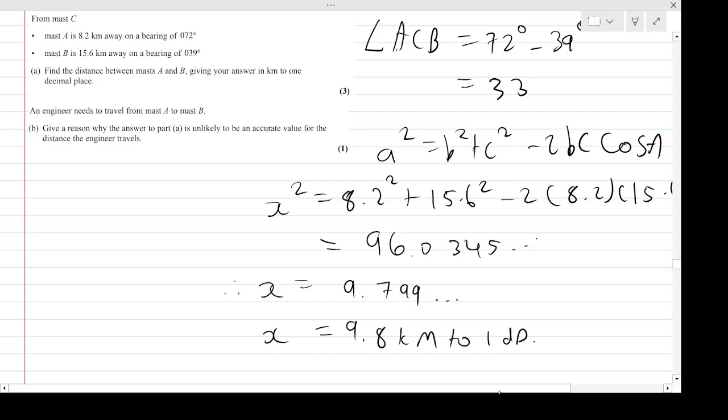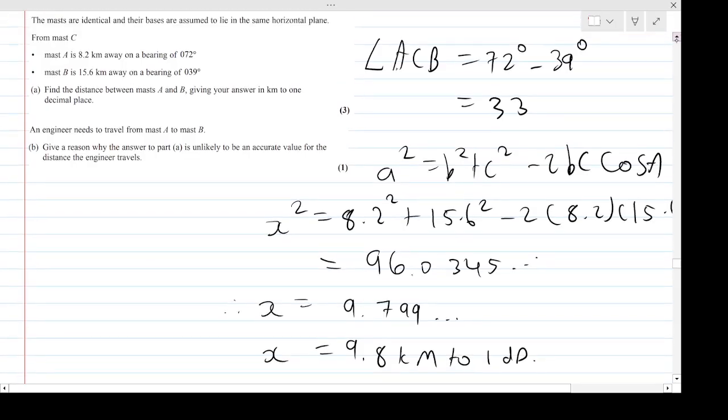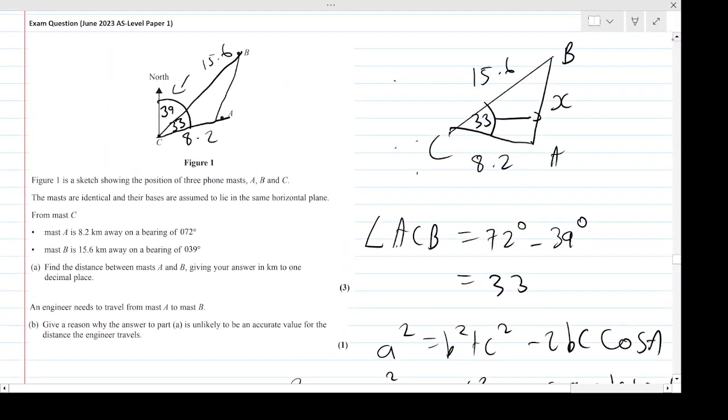Then it says an engineer needs to travel from mast A to mast B, i.e. the length we calculated, the 9.8. Give a reason why the answer to part A is unlikely to be an accurate value for the distance the engineer travels. So yeah, these questions are a bit boring, I can't lie. They're very typical, usually thrown in at the end like this with a real life problem. So why would my answer not be realistic?